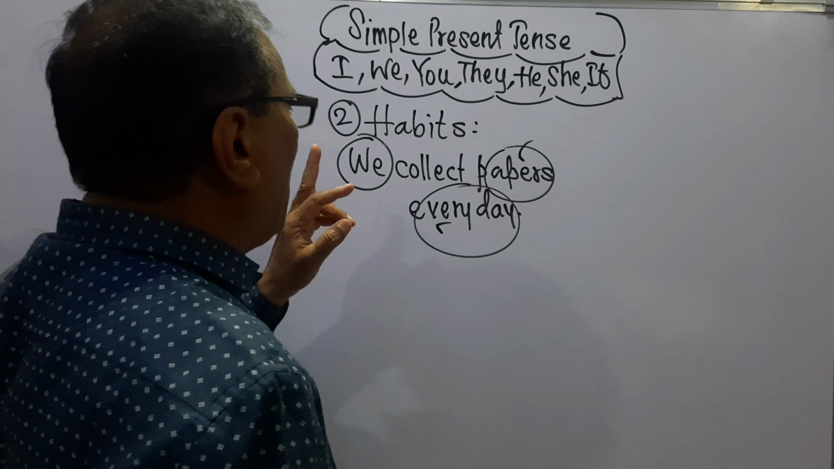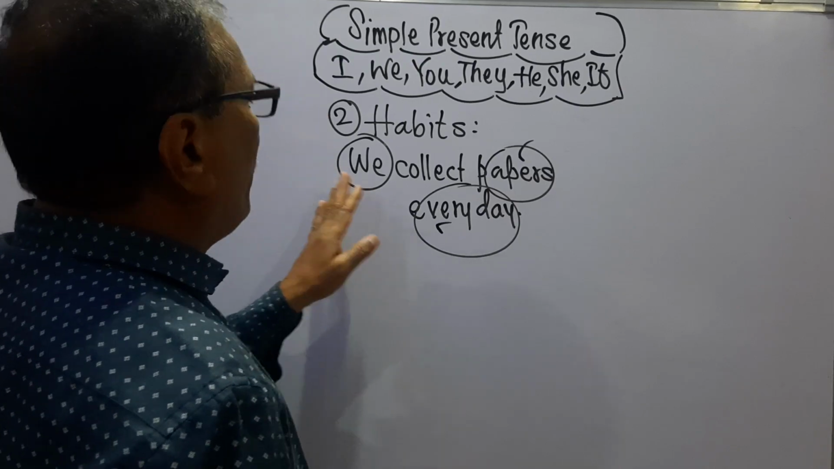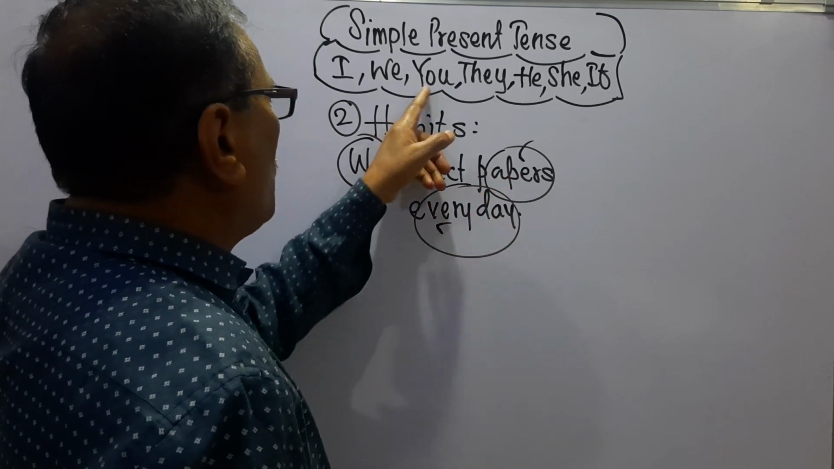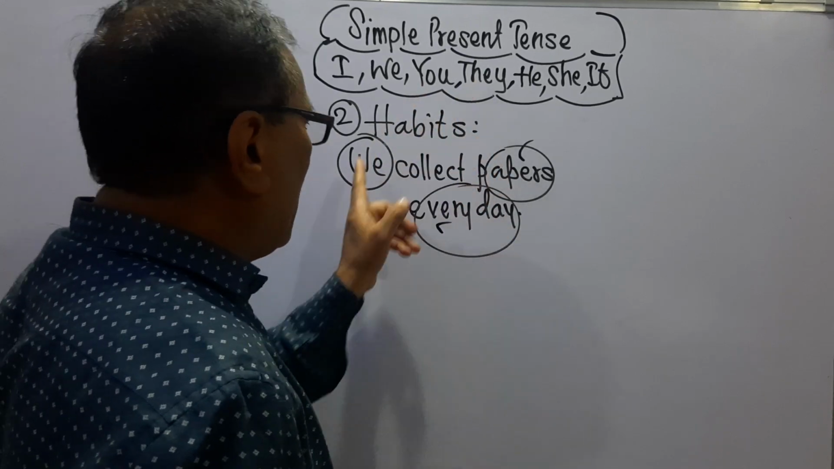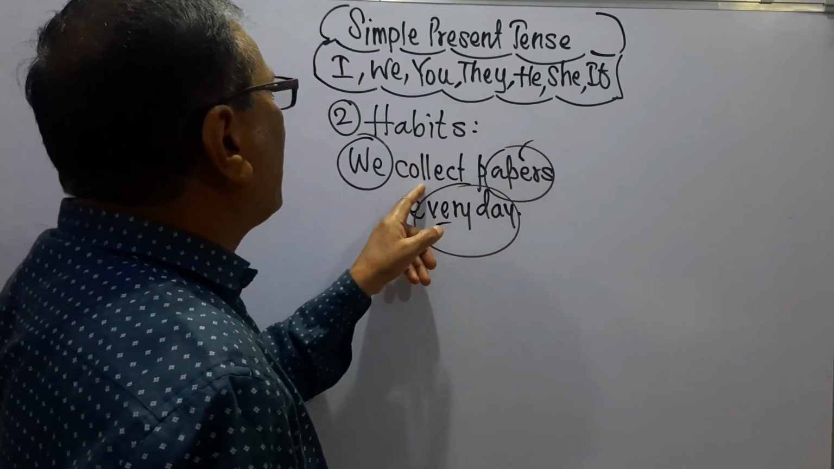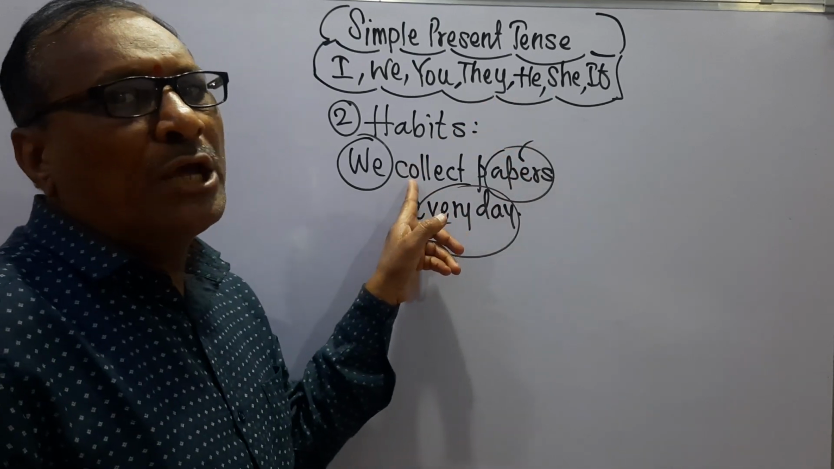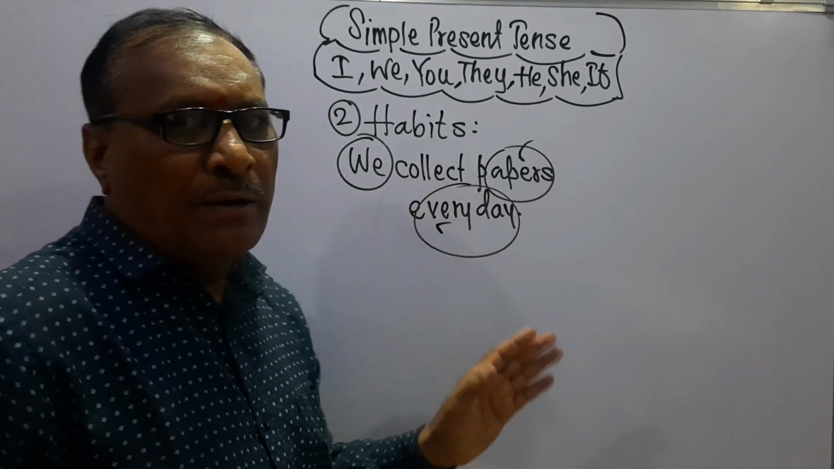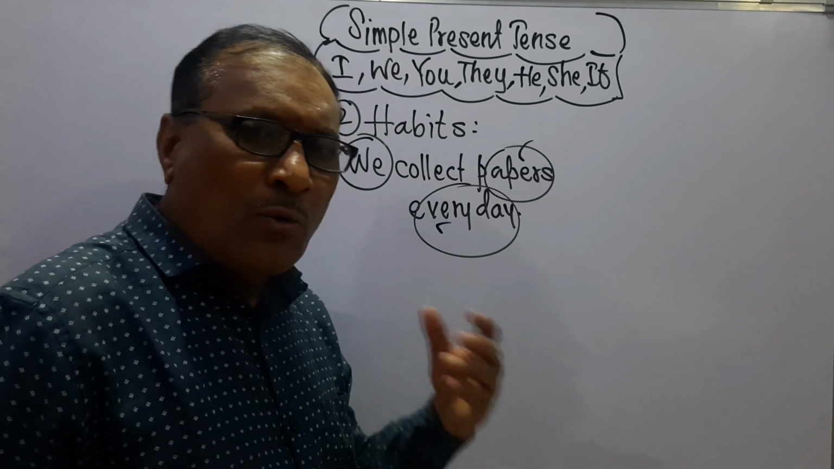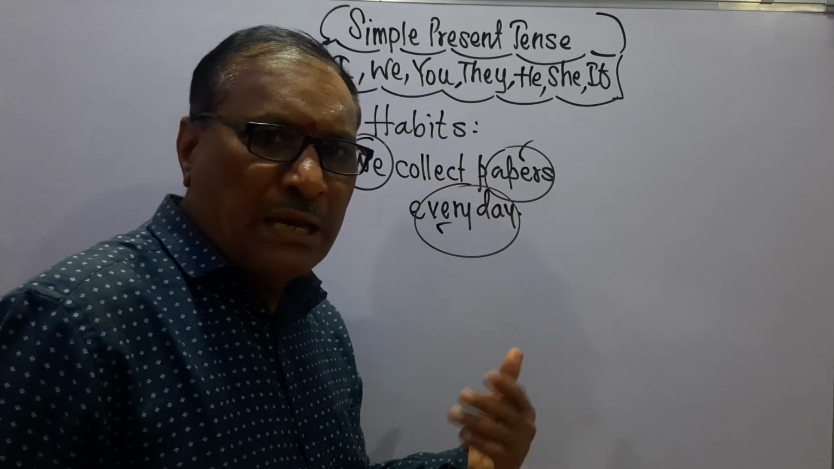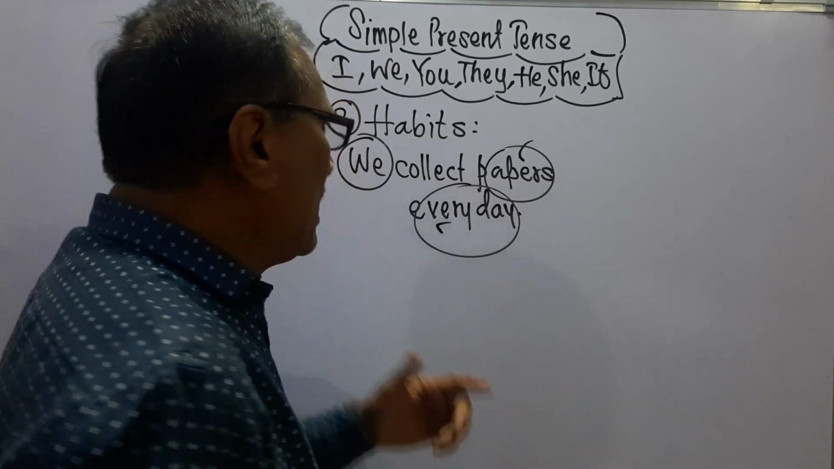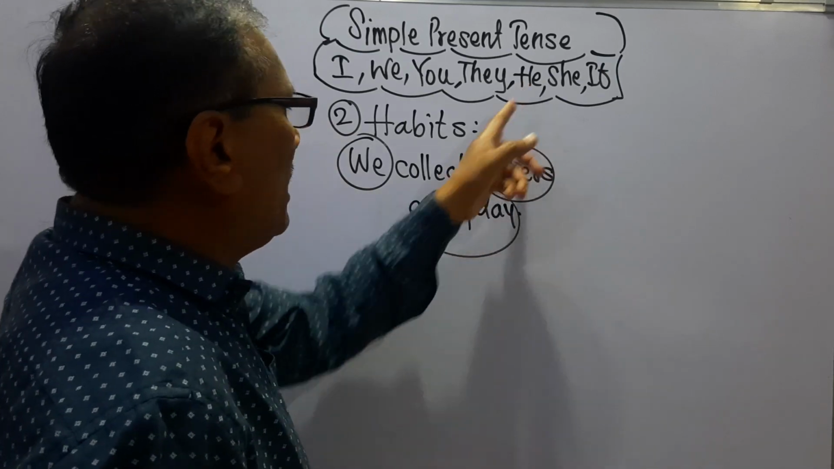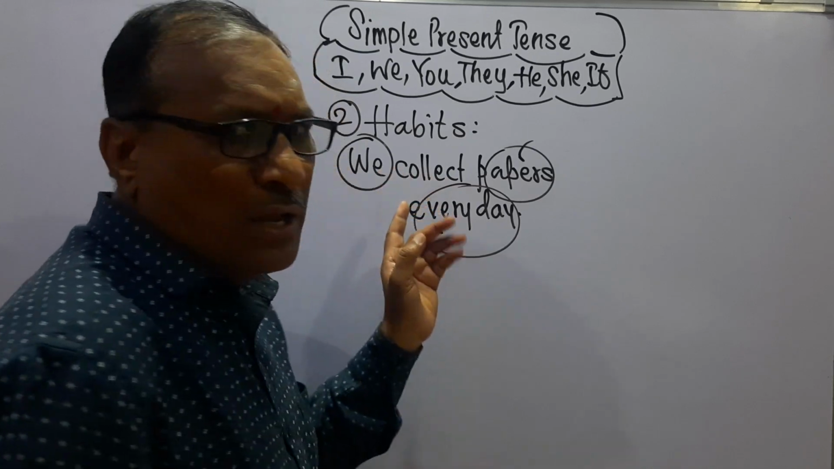We can make many habits like this, or we can speak this sentence like this: we collect papers every day, you collect papers every day, they collect papers every day. He collects papers. Remember, when we use the subject he, the verb takes the es or s suffix. How it takes the suffix we will see later on, but now we are discussing it like this.